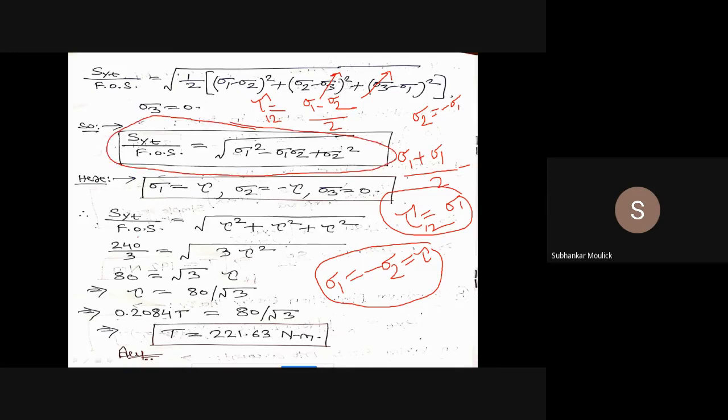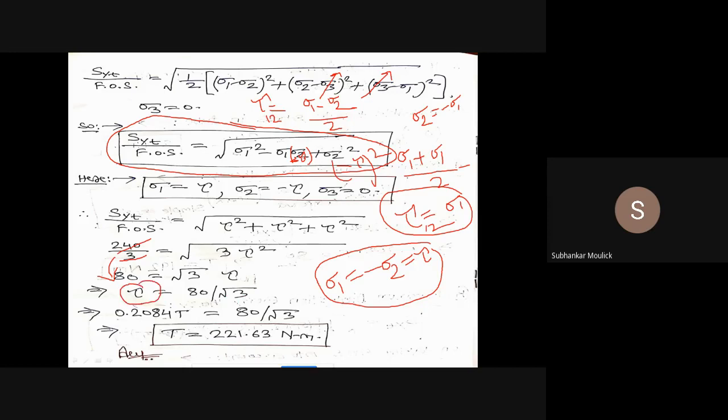Then the resulting expression takes the shape: SYT by factor of safety equals under root of tau square minus tau (bracket, sigma 2 is again minus tau). So minus minus plus tau, so plus tau square plus sigma 2 is again minus tau whole square, which is tau square. So it becomes 2. SYT is given in the problem, that is 240, divided by factor of safety 3, equals under root 1 plus 1, 2 plus 1, 3, that is 3 tau square. Or 240 divided by 3 is 80. 80 is equal to root 3 times tau, or tau is equal to 80 by root 3.